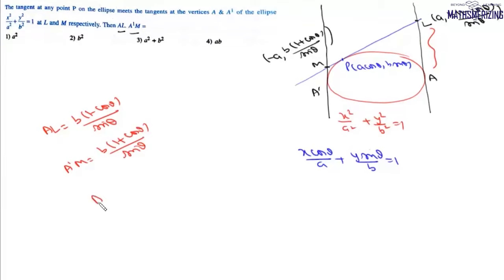Now we'll multiply them. So AL into A dash M will be b square, now a plus b, a minus b. So it'll be 1 minus cos square theta. So that should be sin square theta upon sin square theta, which will cancel. So this value is equal to b square, and that's your option number 2.